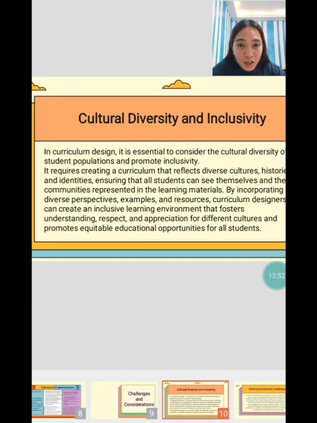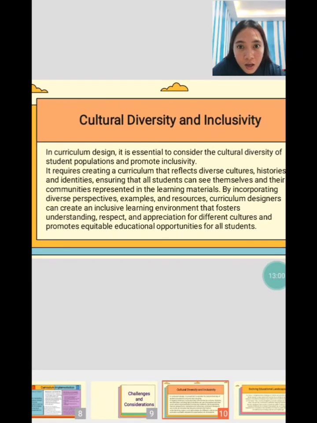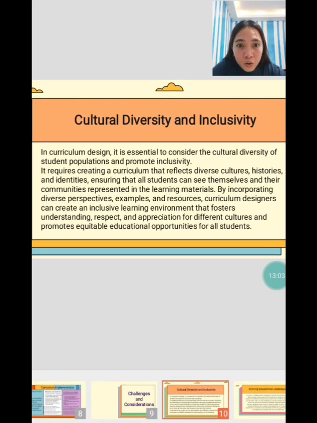It requires creating a curriculum that reflects diverse cultures, histories, and identities, ensuring that all students can see themselves and their communities represented in the learning materials. By incorporating diverse perspectives, examples, and resources, curriculum designers can create an inclusive learning environment that fosters understanding, respect, and appreciation for different cultures and promotes equitable educational opportunities for all students.